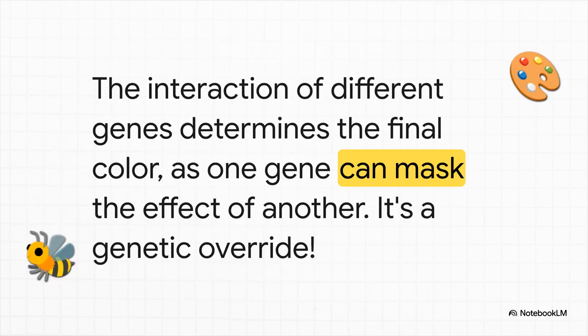A fantastic example is bee coloration. The final color of a bee isn't decided by just one gene, but by an interaction. So you might have one gene that codes for a specific color, but another gene can act like an override, totally masking that first one and leading to a completely different outcome.